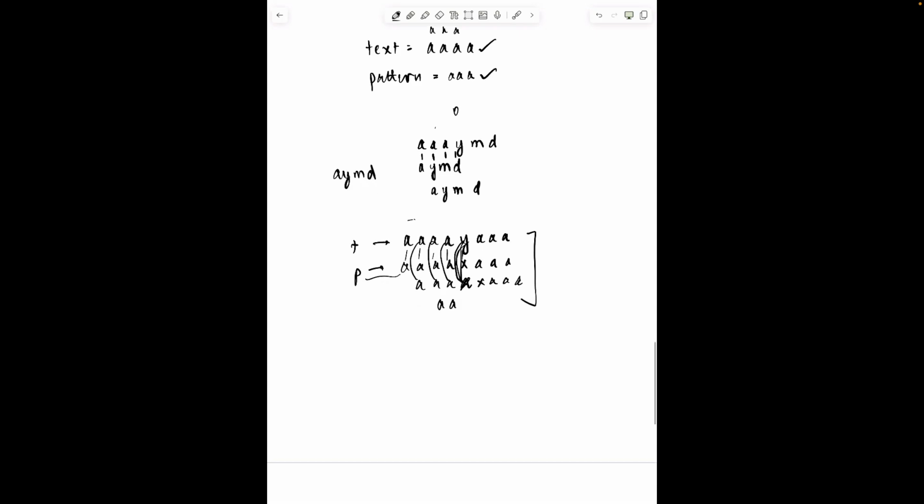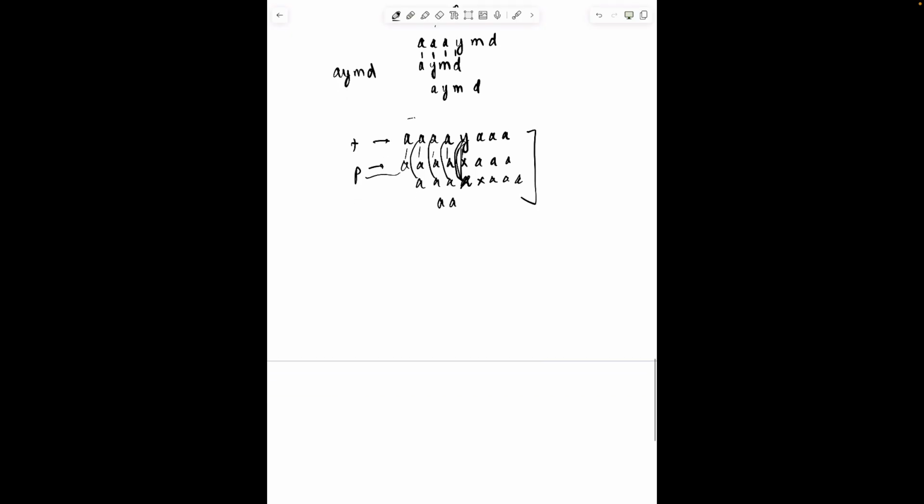So it's very easy to find out the time complexity in this. It is quadratic. For each index in the text, you're trying to match all the characters in the pattern one by one, starting from index 0. So this is quadratic time complexity.